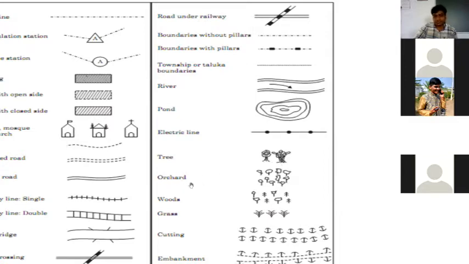Next, orchard. These are the stones and rocks that are formed, whose position we won't move. That one we're going to show with these symbols. Next, woods. These are the woods symbols. You can choose any one of these and use it in the map. And this is grass.